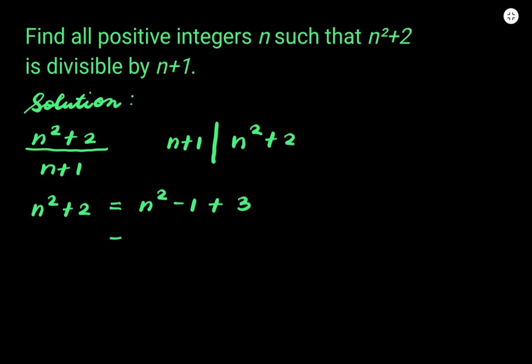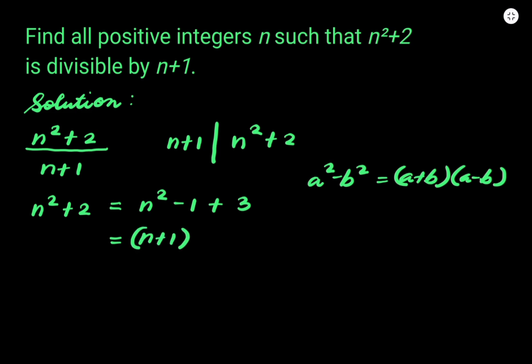Now, the factors of n squared minus 1, difference of two squares, you have a squared minus b squared. The factors are a plus b and a minus b. So the factors are n plus 1 times n minus 1, plus 3. Okay? Now, let us use divisibility.